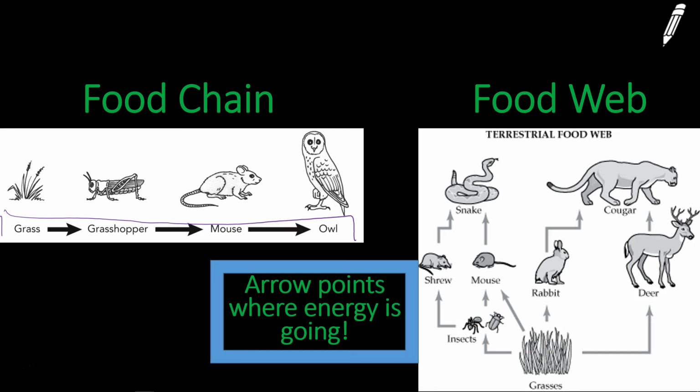A food chain is a linear model, meaning a straight line, whereas a food web is way more dynamic. Essentially, a food web is several food chains put together in an ecosystem, okay?